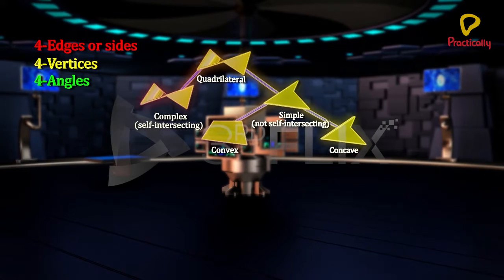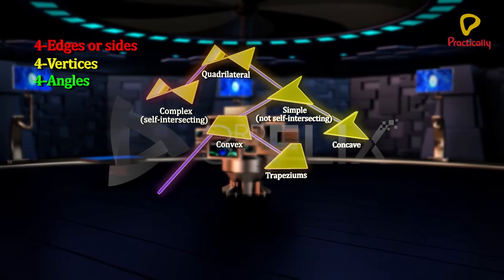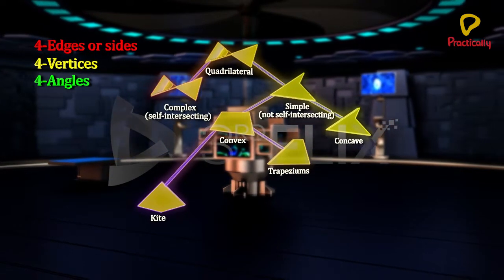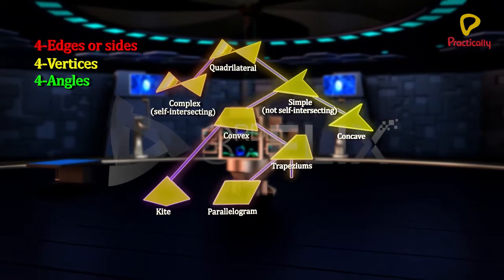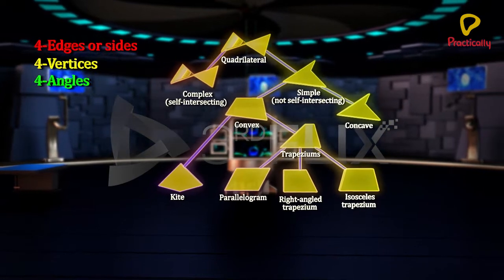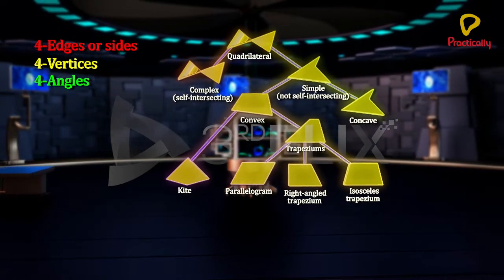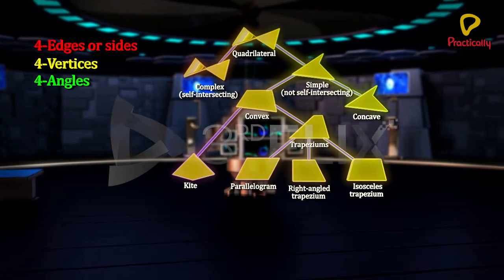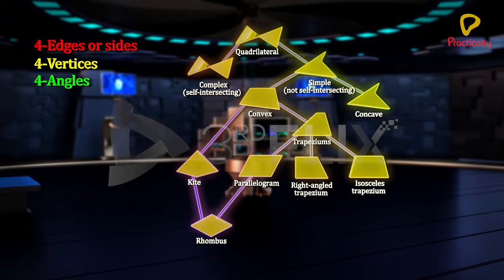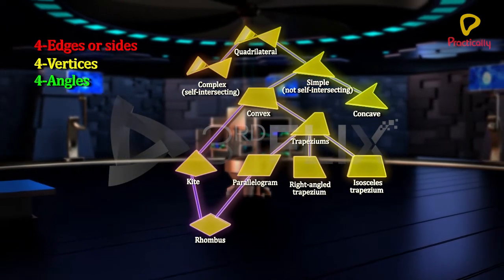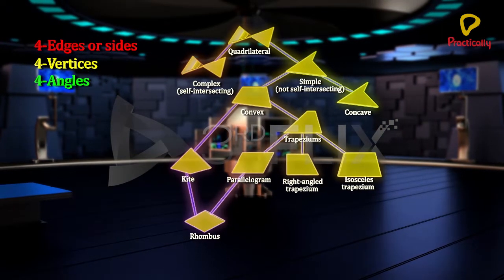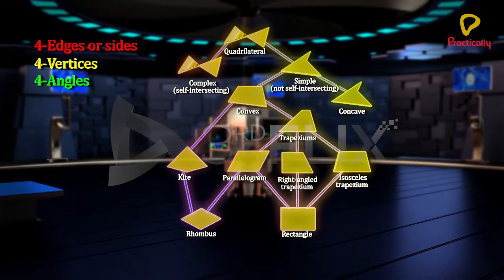Convex quadrilaterals are further divided into trapeziums and kites. Trapeziums are of 3 kinds. They are parallelogram, right-angle trapeziums, and isosceles trapeziums. The quadrilaterals which have combined properties of kites and parallelogram are rhombi, plural of rhombus. The quadrilaterals which have combined properties of parallelograms, right-angle trapeziums, and isosceles trapeziums are rectangles.